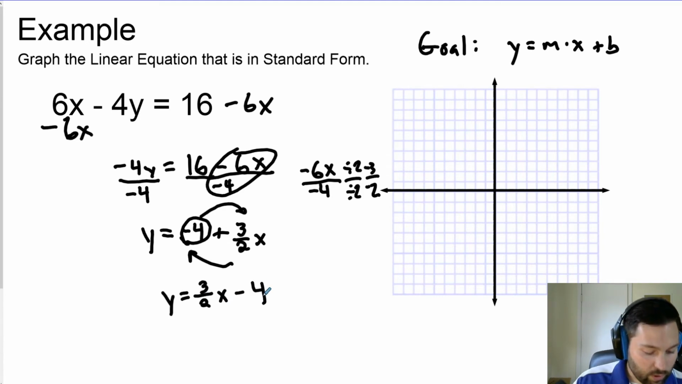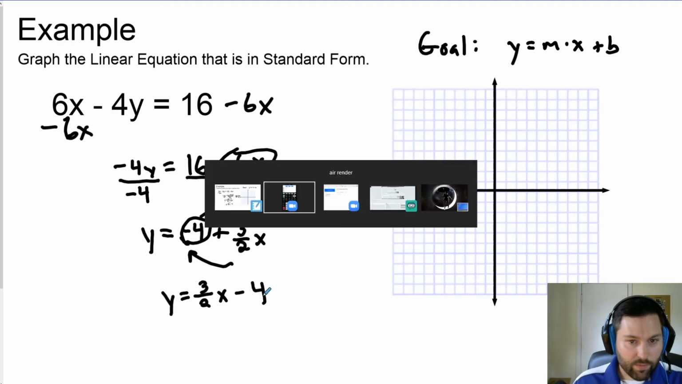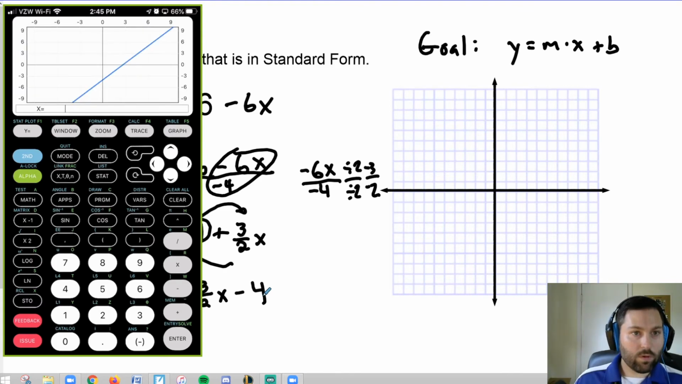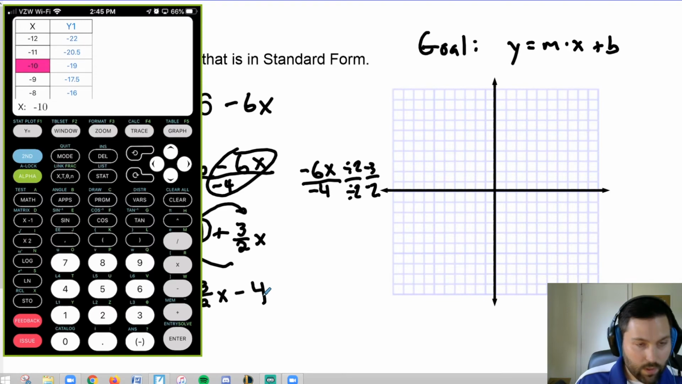So if I go ahead and plug that into my calculator, so I'm going to swap to my calculator screen here. Y equals 3 divided by 2x minus 4. I hit graph, and it looks like that. So I'm going to go into my table and go all the way down to negative 10. Well, negative 10 is at negative 19, which is far outside of our viewing window. So I'm going to try the next whole number, negative 8, and that number is also outside of our viewing window, negative 16, so I'm going to proceed.